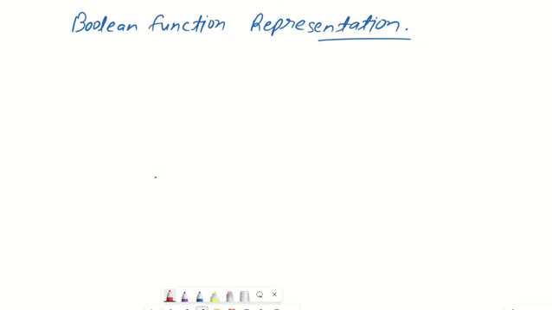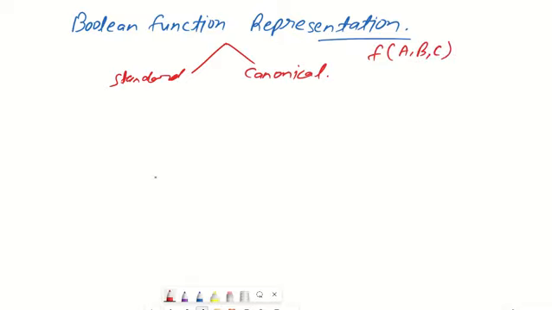As you can see, we have Boolean function representations. There are two possibilities: either it can be represented in a standard form, or it can be represented in canonical form. Let us say my function is of A, B, C. Any Boolean function or logic function is of variables A, B, C. If all the terms have all the variables A, B, C, then it is called canonical form, and if it is in minimized form, that is called a standard form.